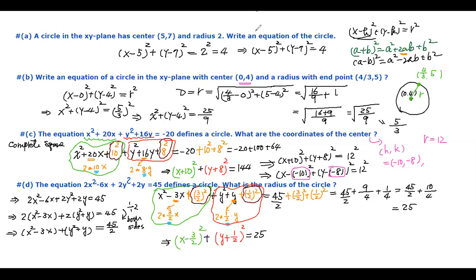Okay, so now I finally get my equation here, right? So this equation is x minus 3/2 to the square plus y plus 1/2 to the square is equal to 25. So 25 is 5 to the square. So what is the radius? The radius is r squared, right? So the radius is 5. Okay, so what is the center?